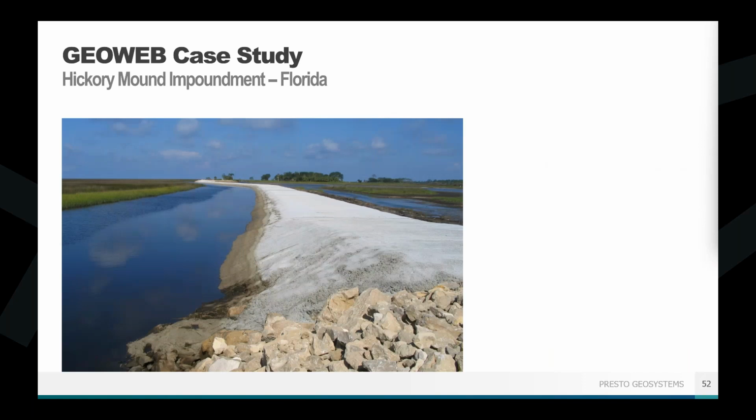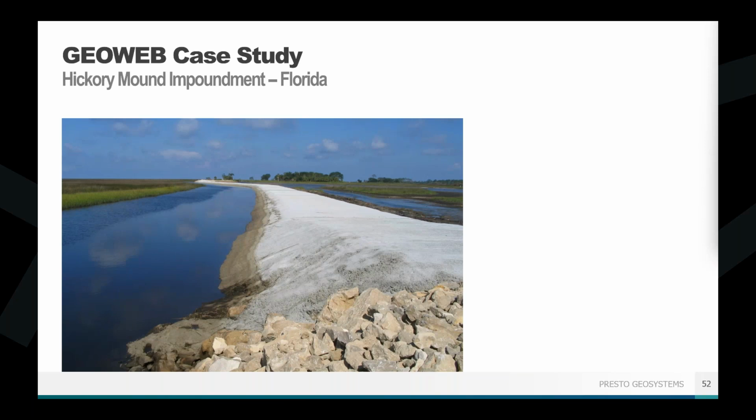All right, one last case study here. This was an impoundment pond in Florida. And so they were looking for a solution to be able to drive over the crest and the bottom of the pond for maintenance issues. So they knew that the water was going to be both raised and lowered quite frequently.